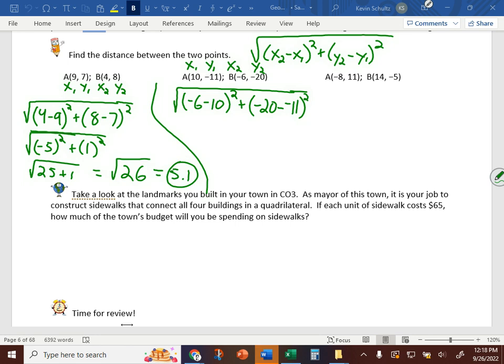So -6 minus 10 is -16, which we're squaring. And we're adding to that -20 minus -11, or -20 plus 11, which is -9.